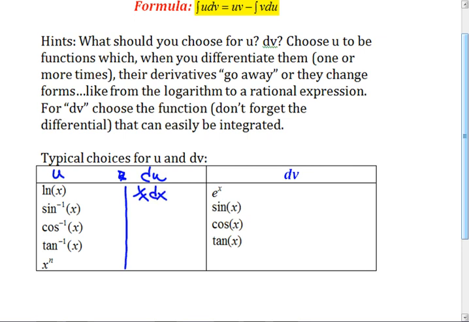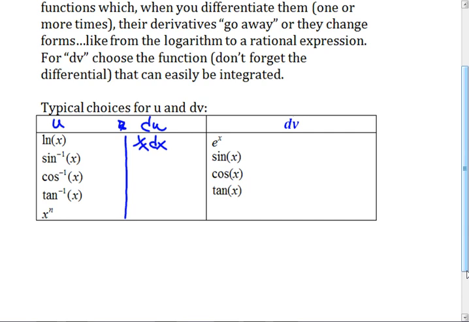What about the inverse sine? It really changes form. I don't know how to integrate any of these. That's another reason why I don't want them to be the dv. So this is 1 over the square root of 1 minus x squared dx. Inverse cosine is the same as inverse sine, but it's just the negative of that. Kind of silly, isn't it? What about the inverse tangent? 1 over 1 plus x squared.